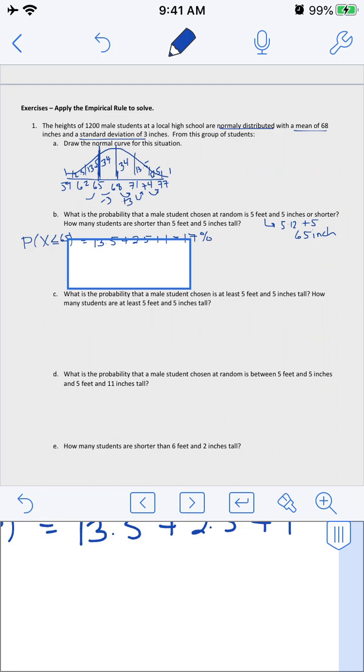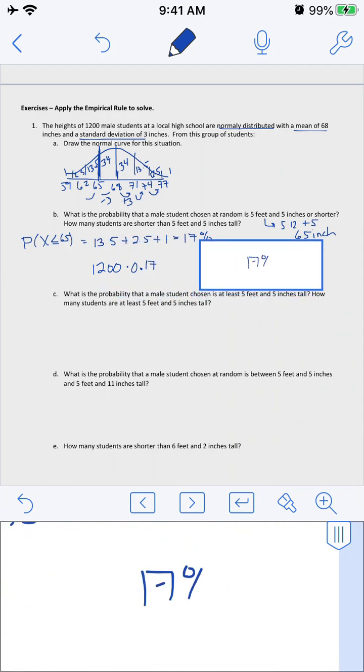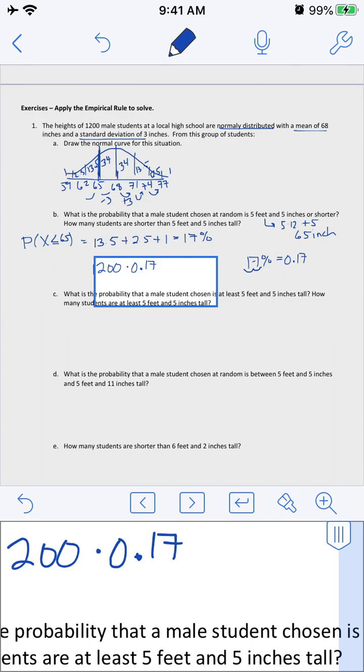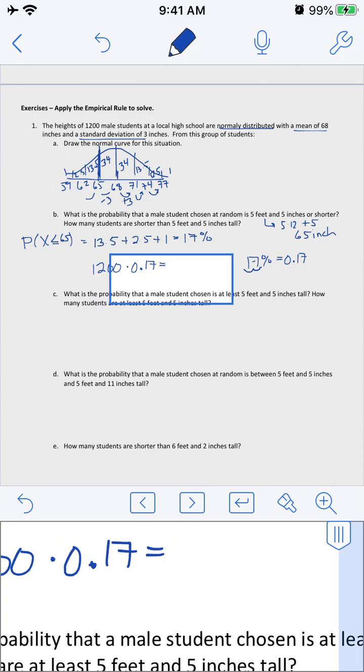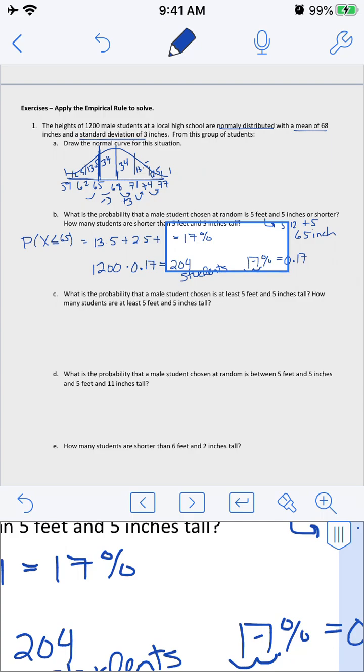We know that there are 1,200 male students, and so 17% of 1,200 means 1,200 times, well, I don't want to write it as a percent. That's kind of hard to plug in a calculator, so let's do it as a decimal, 0.17. Remember, to convert to a decimal, we just move the point over 2 places. Percent means per 100, so we're dividing by 100. We get 0.17. Times that by 1,200, and we get 204 students. So according to this, 204 of those students, that 17%, were less than 65 inches. And we've answered both questions.